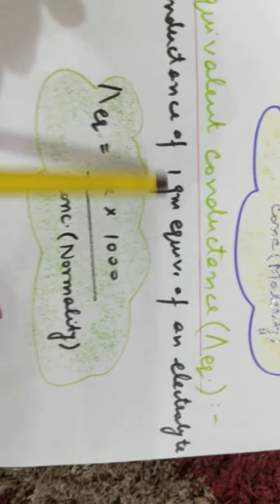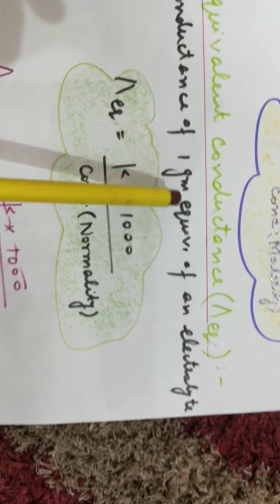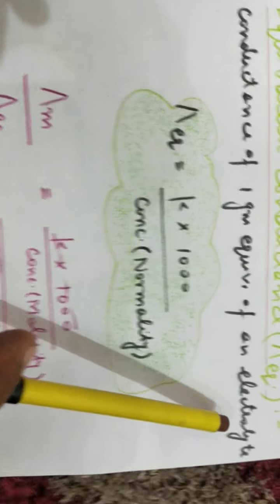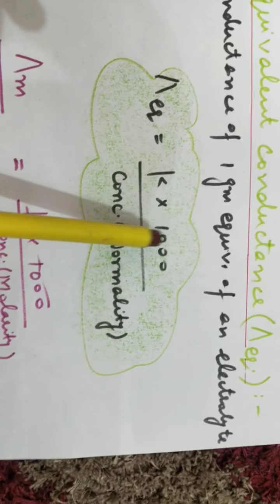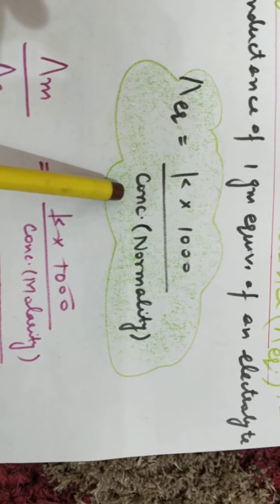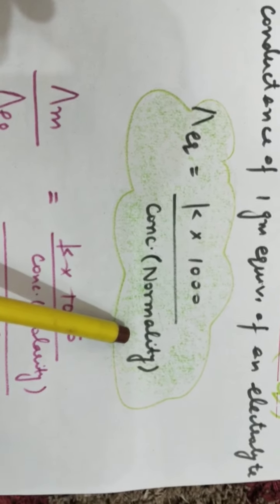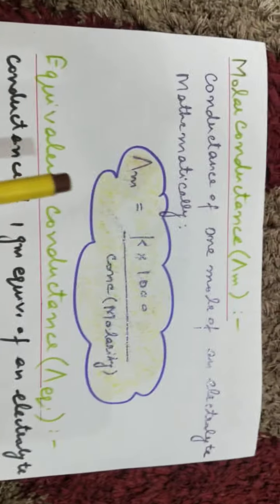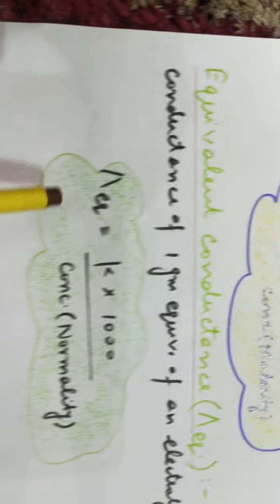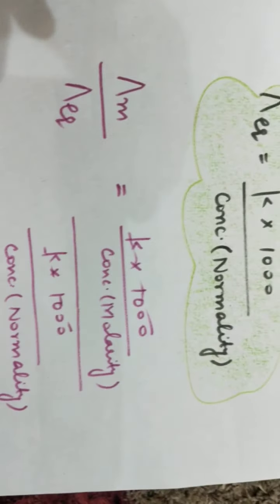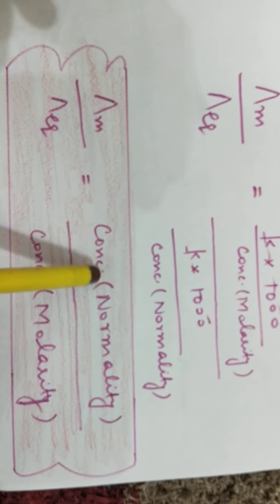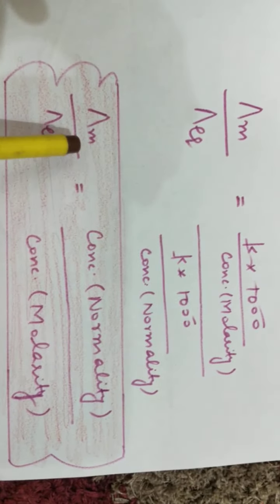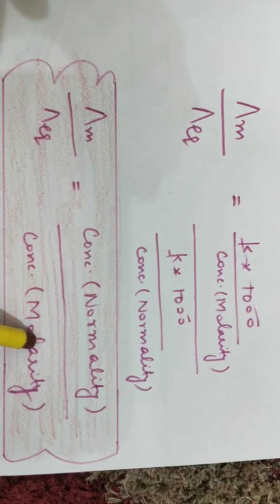Similarly, equivalent conductance, lambda eq, is the conductance of 1 gram equivalent of an electrolyte. Lambda eq is equal to specific conductance into 1000 upon concentration in terms of normality unit. And if we divide molar conductance and equivalent conductance, lambda m upon lambda eq is equal to concentration in terms of normality unit upon concentration in terms of molarity unit.